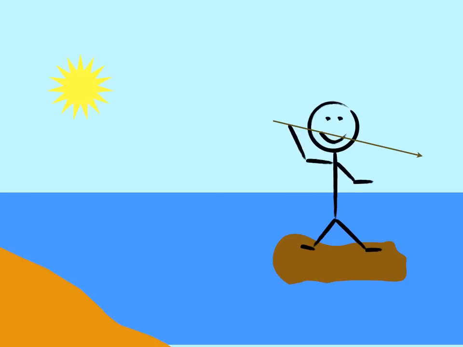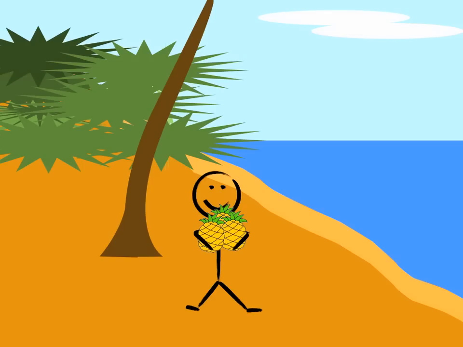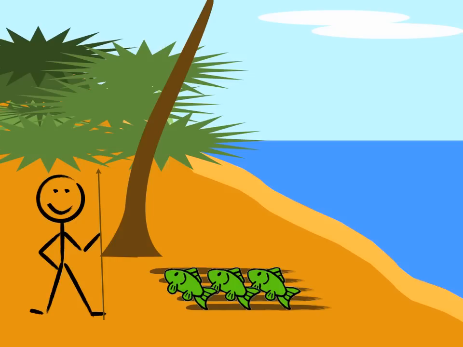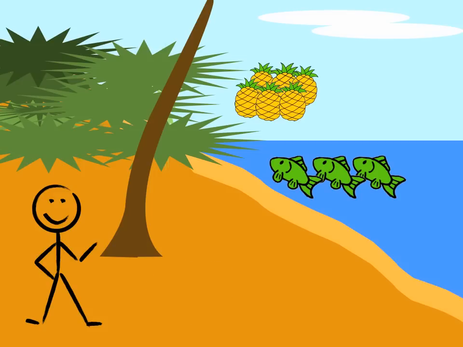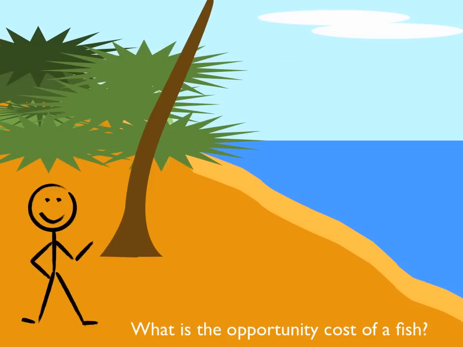He can spend his scarce time spearing fish or picking pineapple. If he spends his time spearing fish, he can spear 3 fish in one day. If he spends his time picking pineapples, he can pick 6 pineapples in one day. So those are his options. Because his time is scarce, he can't do both at the same time. He's either going to pick 6 pineapples in a day or he's going to spear 3 fish in a day, but he can't spend his time doing both things at once. Again, this is what we mean by scarcity. Here, Jake faces trade-offs and must make a choice between how he spends his time.